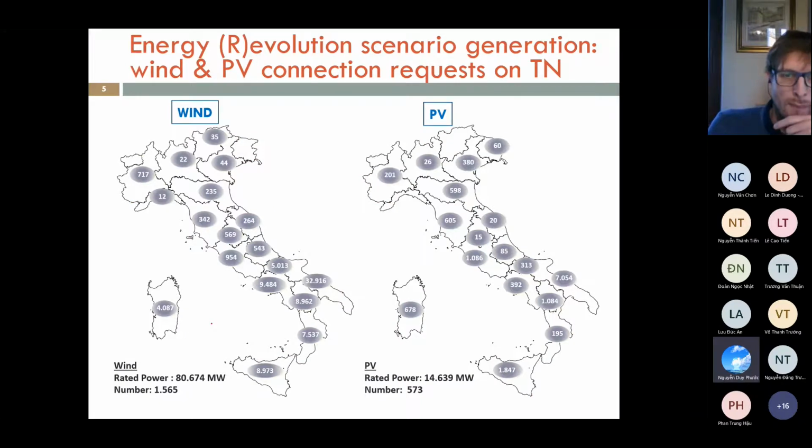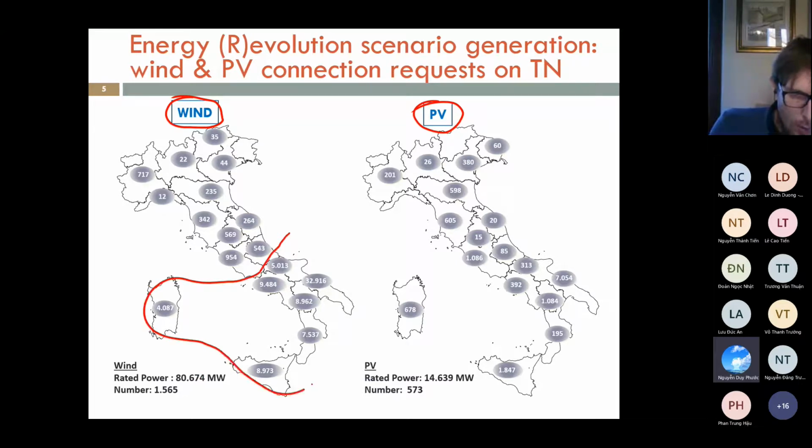So here you have the requested connection for wind and PV. When you want to build a new power plant, you have to make a request. And here you can see the number of requests for wind and for PV. What we can notice from here. Basically, look, most of the wind were requested in the south.